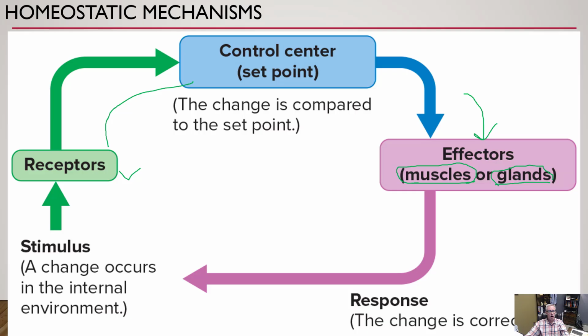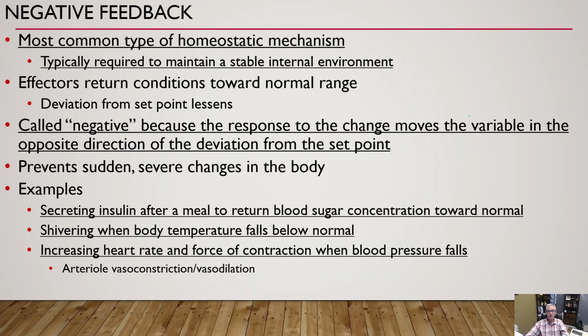All right, so what I've been talking about so far is actually a negative feedback loop, or negative feedback. And it's the most common type of homeostatic mechanism. And it's typically required to maintain this stable internal environment. It's called negative because the response to the change moves the variable in the opposite direction of the deviation from the set point. All right, so what does that mean? Basically, something is too high and we need to lower it, or something is too low and we need to raise it.